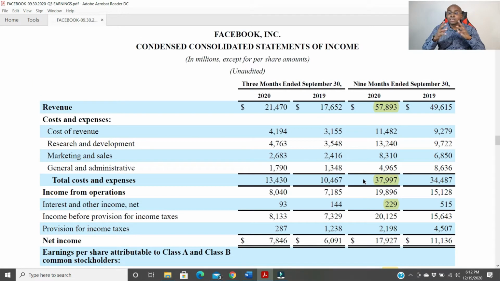All right, the consolidated income statement. You guys know my stance on this already. I am not going to look at the 3 months comparison right here, that never makes any sense. What I'm going to do is look at the 9-month comparison as at September 30th, 2020 versus that of 2019. We're going to look at that 9-month comparison and see how Facebook is doing.